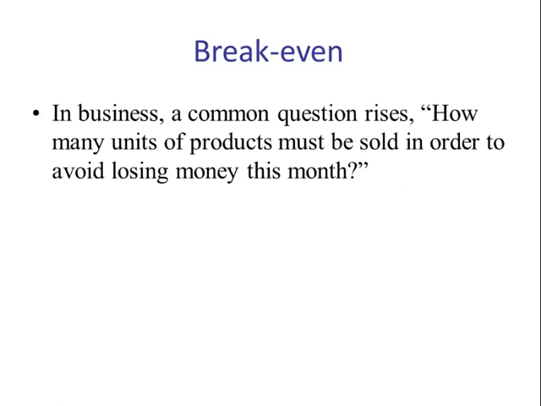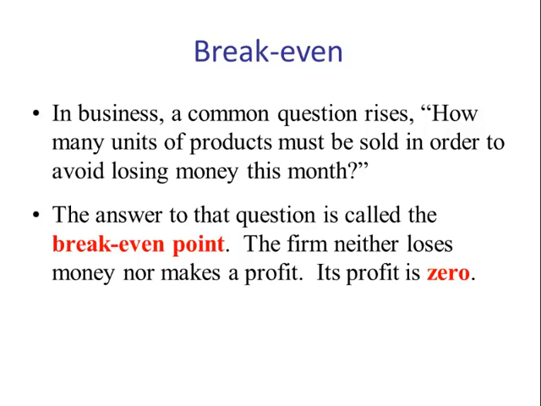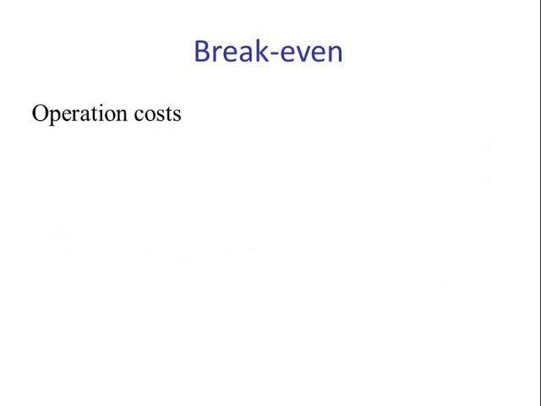Break-even problems. In business, a common question arises: how many units of products must be sold in order to avoid losing money this month? The answer to that question is called the break-even point. The firm neither loses money nor makes a profit. Its profit is zero. We have operation costs, and they can be broken down into fixed costs like rent, lease of a car, and variable costs, which can change according to, say, how many products you make.